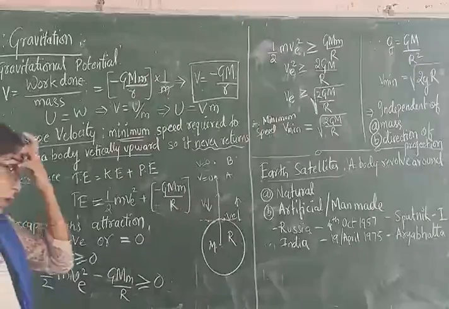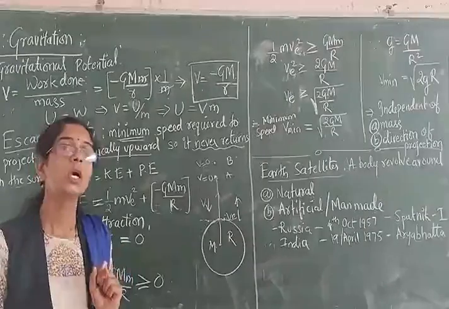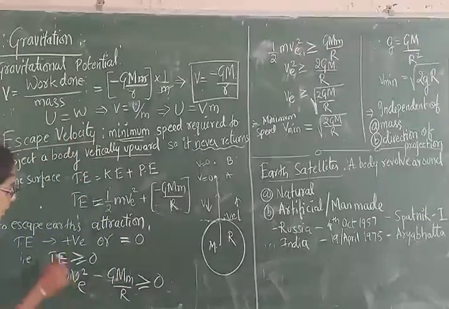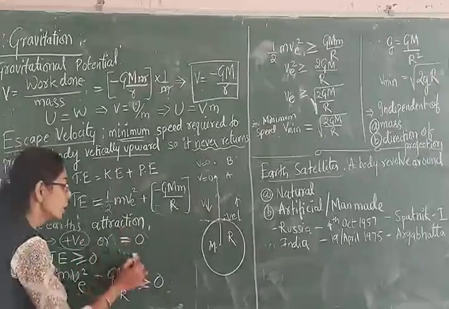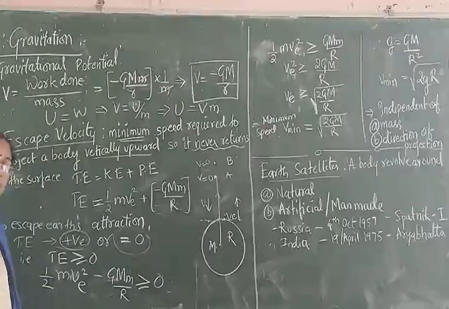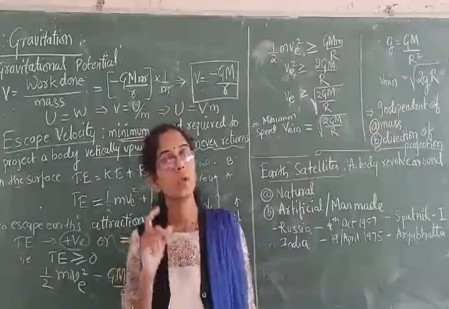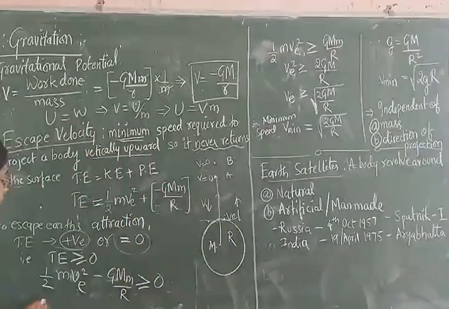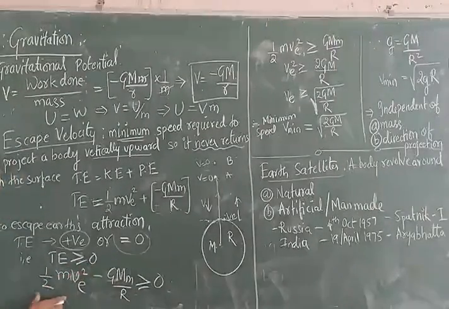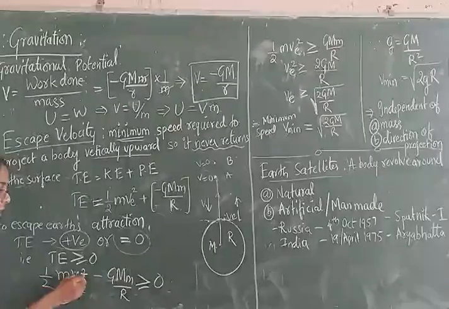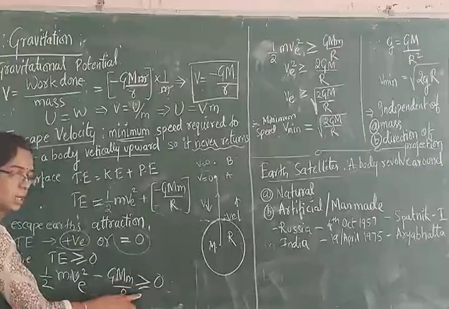Now, to come out of the Earth's gravitational pull or attraction, the total energy of the object should be either a positive quantity or equal to 0. When these conditions are satisfied, the pull acting on the object will be equivalent to 0. So the total energy will be greater than or equal to 0. So total energy on the surface, half m v squared minus GMm upon R, is greater than or equal to 0.